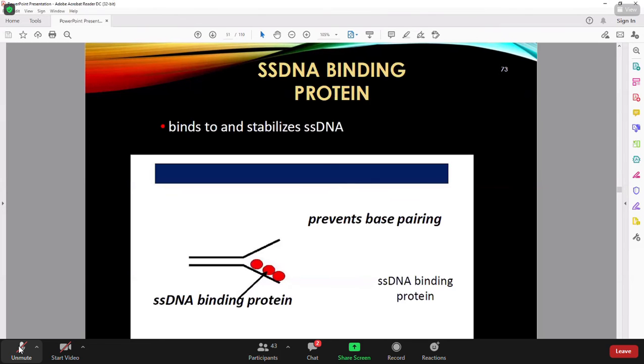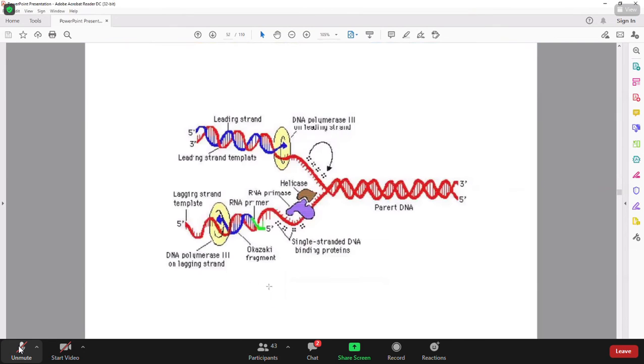So this is the single-strand DNA binding protein. It stabilizes the separated DNA and helps to keep the strands apart. It binds to the strand once it has been unwound by helicase.